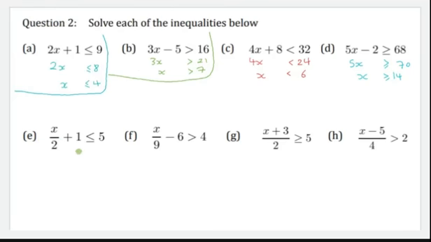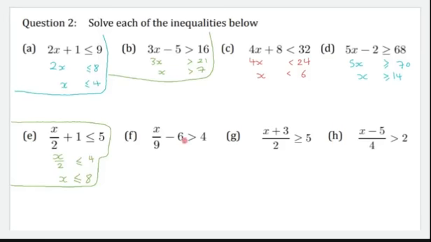Next example. We've got the fraction, so just going to take away 1 from both sides, giving x over 2 is less than or equal to 4. And then multiplying both sides by 2 gets us x is less than or equal to 8.